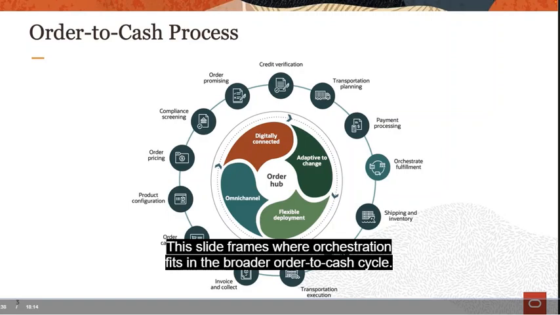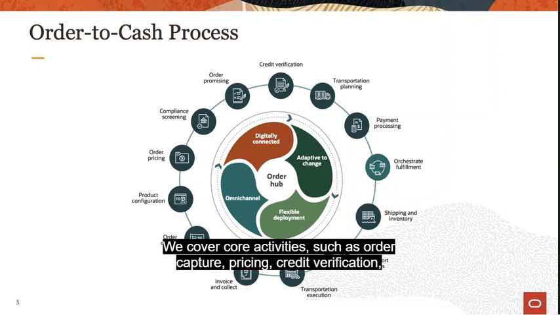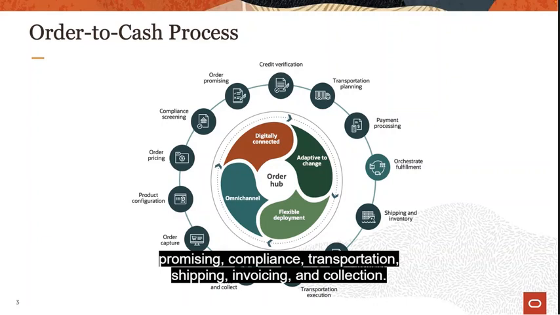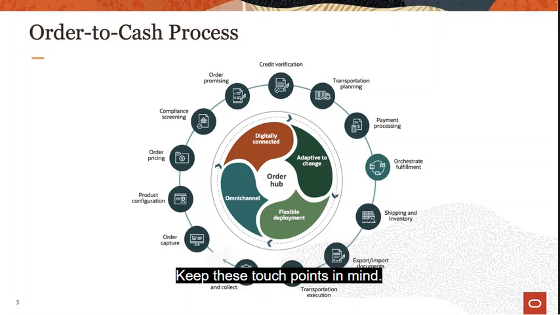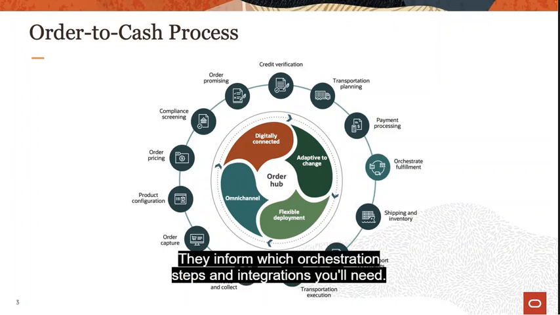We cover core activities such as order capture, pricing, credit verification, promising, compliance, transportation, shipping, invoicing, and collection. Oracle's order management acts as a connected order hub that supports omni-channel scenarios and integrates with logistics and finance. Keep these touch points in mind. They inform which orchestration steps and integrations you'll need. Our goal is to create a streamlined, compliant, and adaptable fulfillment flow.